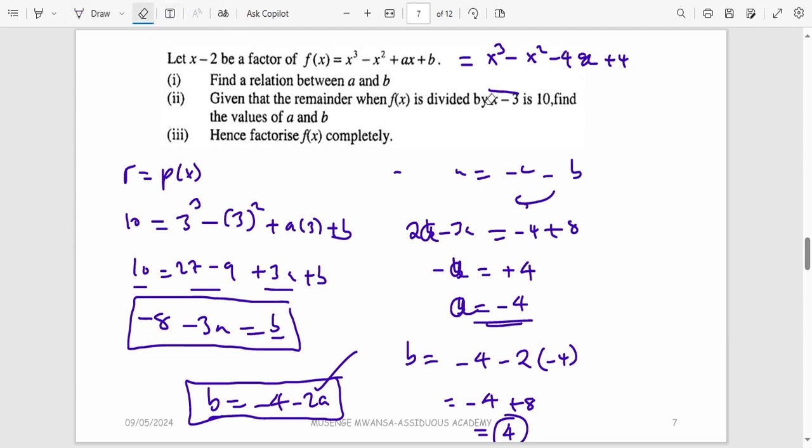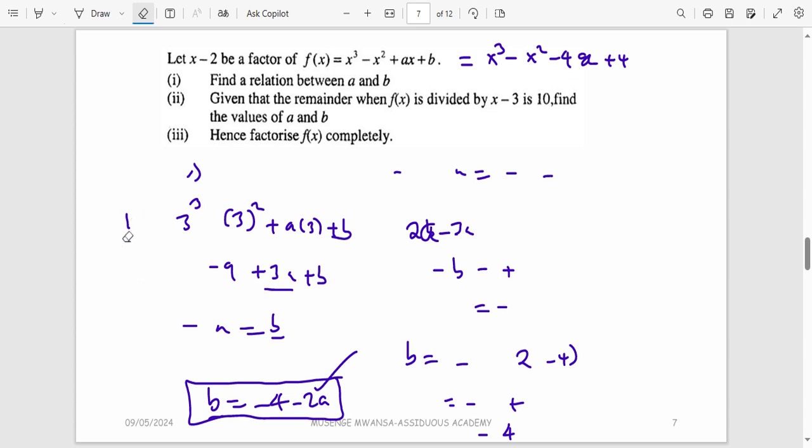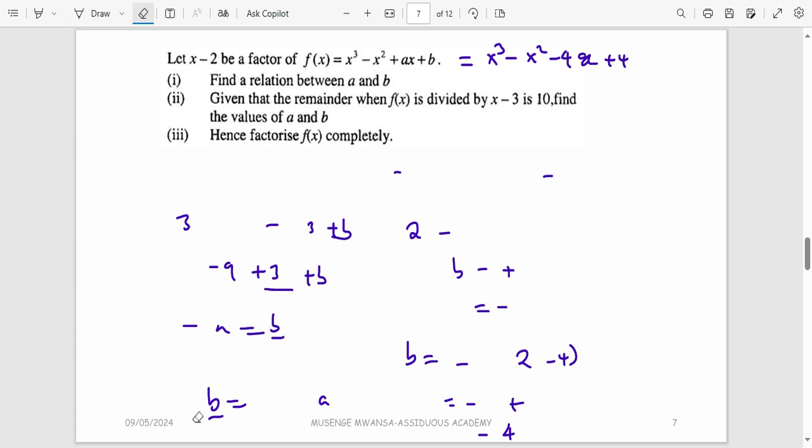And then the next one is saying factorize. But for this one they've given here, it is way easy. You don't even need to struggle by using the synthetic method. So let me first use the synthetic method, the one I've taught you, and then I'll show you an easy way for just a type like this one.